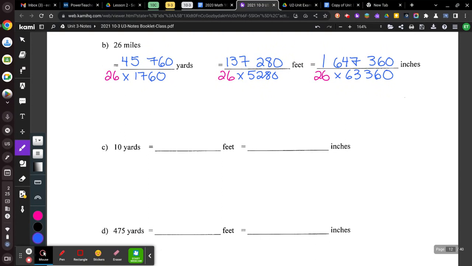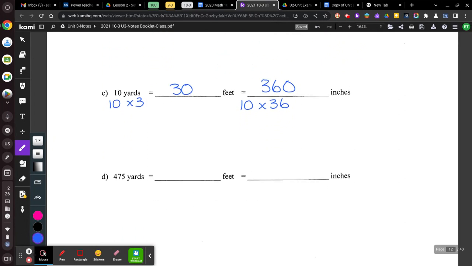All right. So now we got yards. So we take our original number, yards to feet, times 3. Original yards to inches, times 36. So where am I getting these numbers? Yards to feet, yards to inches. That's where these numbers are coming from. They're coming from the chart. So that's going to give me 30 feet and 360 inches.